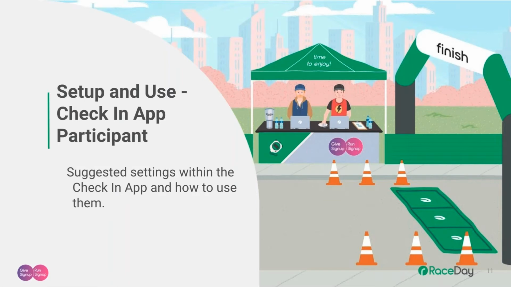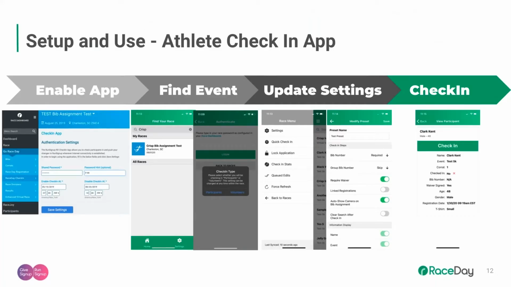So now you've got it all set up, or you've got it all downloaded. Your app is actually turned on. So let's talk about setup and use for participants. This is the process that you're going to go through. You're going to go into your event. You're going to have your shared password. You're going to set that up. And then you're going to go into the race. You're going to find your event. You're going to search for the event. You have your check-in type now.